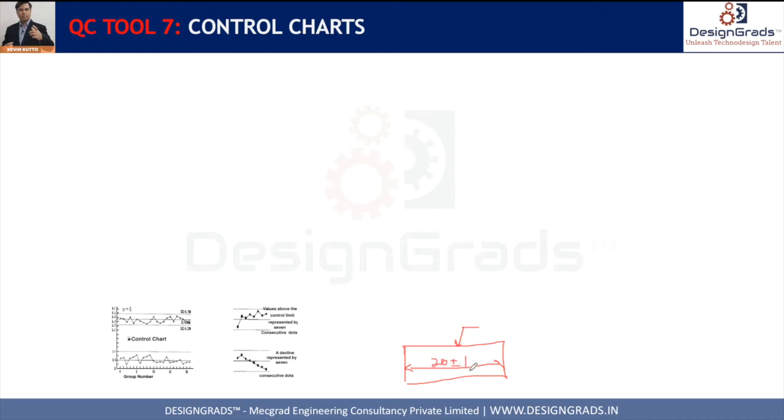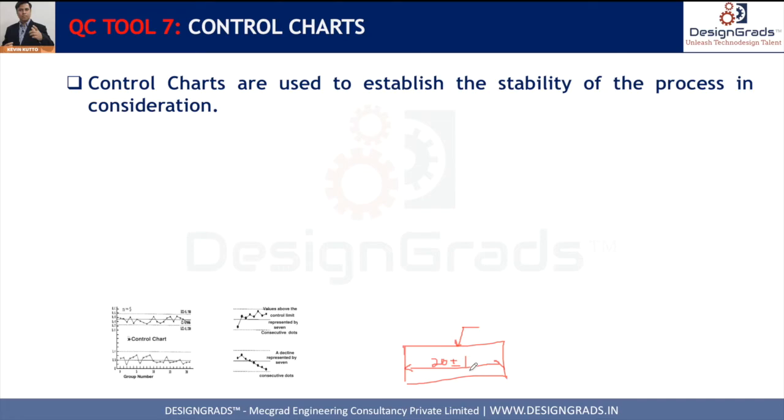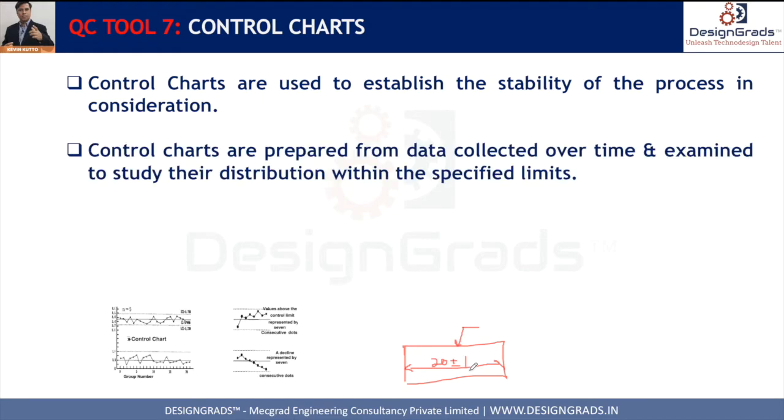So many variations contribute to the manufacturing of this part. If I study this with control charts, I can understand whether my process is in control or not. So control charts are used to establish the stability of the process in consideration. There are X bar, R bar charts. X bar means mean chart, R bar means range chart. There are P charts. So many types of charts are there which can help us control these processes.